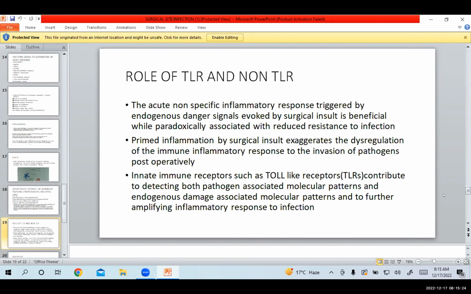Role of toll-like receptors and non-toll-like receptors in sepsis. The acute non-specific inflammatory response triggered by endogenous danger signals evoked by surgical injury is beneficial, while paradoxically associated with reduced resistance to infection. Primed inflammation by surgical insult exaggerates the dysregulation of the immune inflammatory response to the invasion of pathogens post-operatively. Innate immune receptors such as toll-like receptors contribute to detecting both pathogen-associated molecular patterns and endogenous damage-associated molecular patterns and to further amplifying the inflammatory response to infection.